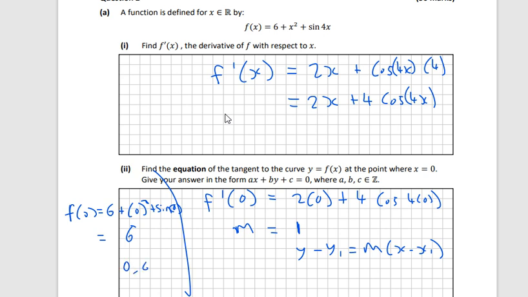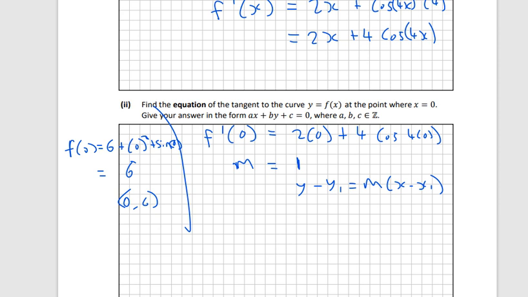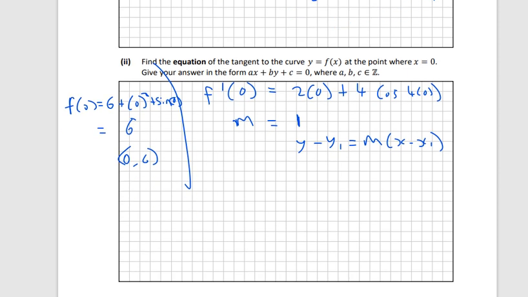So therefore, the point 0, 6 is on the graph, on the curve. So the point 0, 6 is what we're going to use for x1, y1. So we're going to have y minus 6 is equal to 1 multiplied by x minus x1, and x1 is 0. So we just get y minus 6 is equal to x. And if I bring the x over to the other side, I get minus x plus y minus 6 is equal to 0. And that's the form that they want it in.